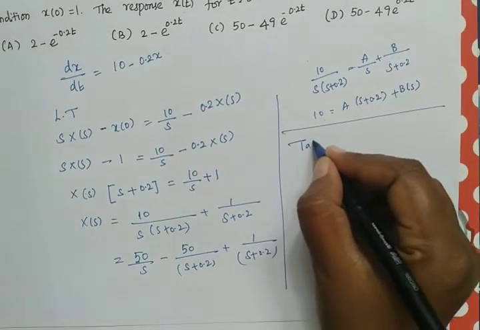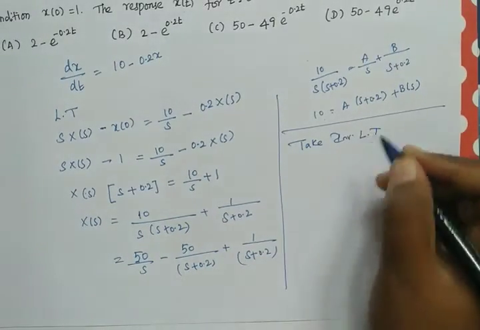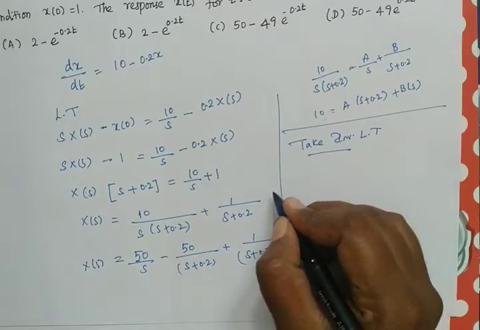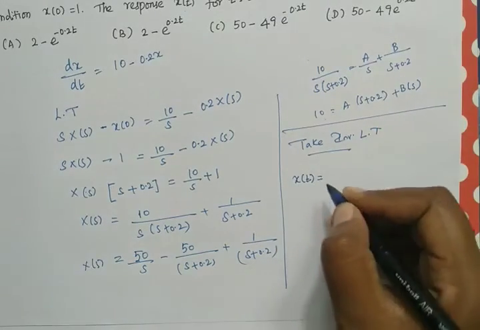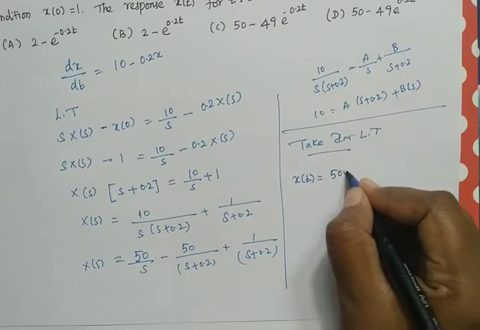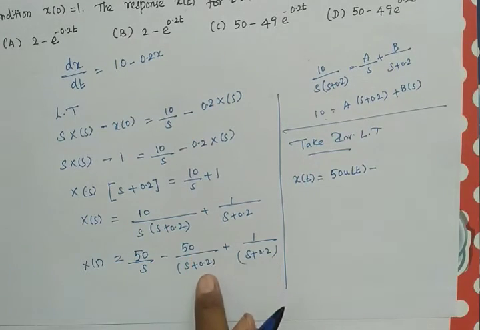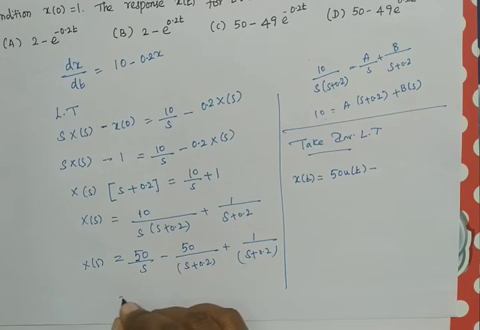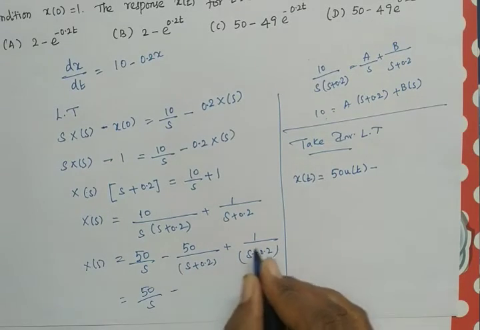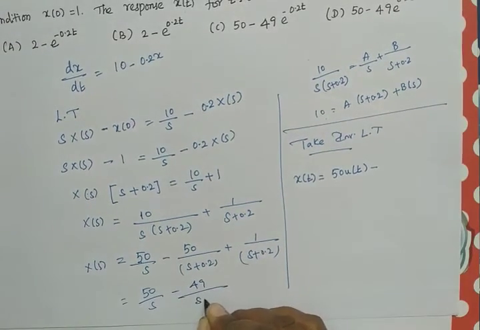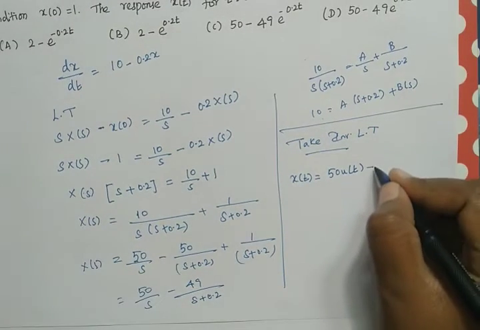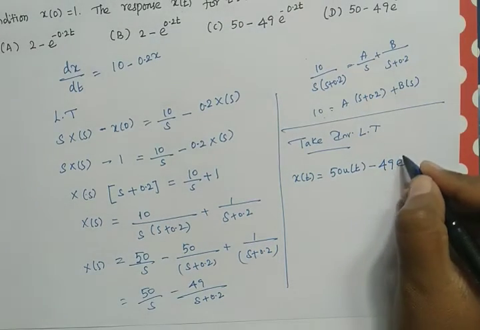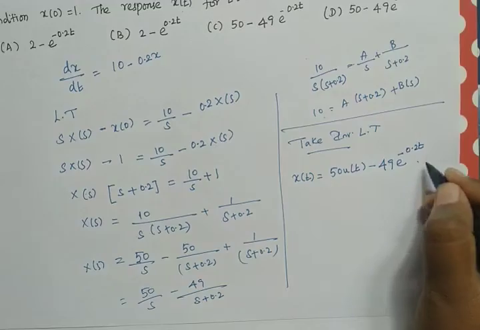Now take the inverse Laplace transform for this. This is our X of s value. If you take the inverse Laplace transform, this X of s will become x of t, which will be equal to, here we have 50 by s, so we can write this as 50 u of t, and here we have minus 50 by s plus 0.2 plus 1 by s plus 0.2, which will become minus 49 by s plus 0.2. So we can write this as minus 49 e power minus 0.2 t into u of t.